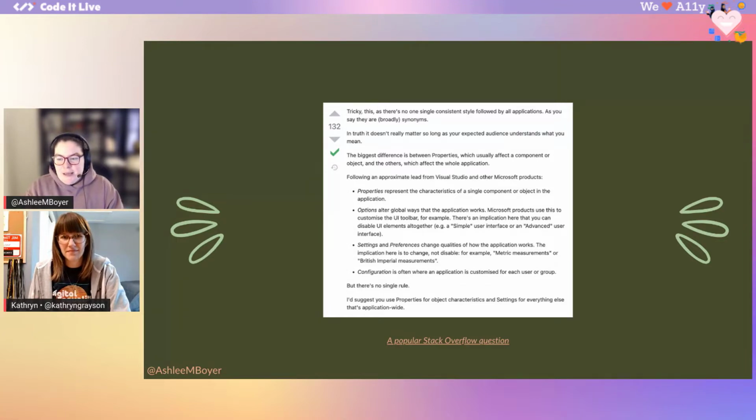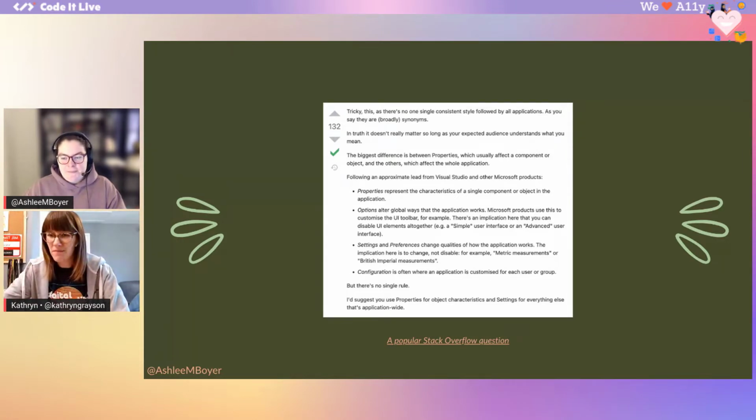The part about these words being synonyms, options, settings, properties, configuration, preferences, to repeat those, is mostly true until you consider the impact of those words over their intent. And that brings me to my disagreement of what the writer of this answer says next. In truth, it doesn't really matter so long as your expected audience understands what you mean. This is the part that I disagree with, and I disagree with it on the basis of impact versus intent. As users of applications, we can fully understand the meaning of language and still not feel respected or supported by it.